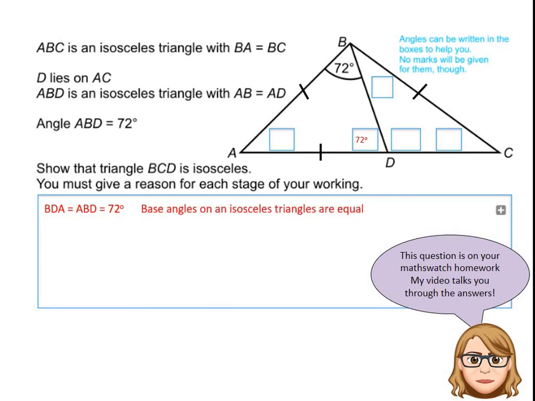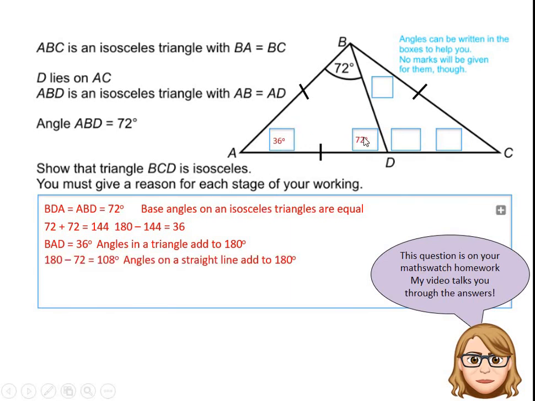I can then use that by adding those together and taking them away from 180, and that leaves me with 36 degrees, because angles in a triangle add to 180 degrees. This is helpful because right at the beginning we were told that triangle ABC was isosceles, so I'll be able to use that over here.